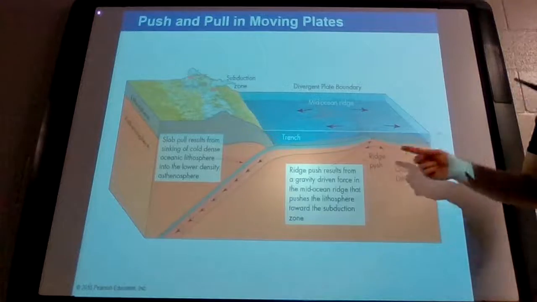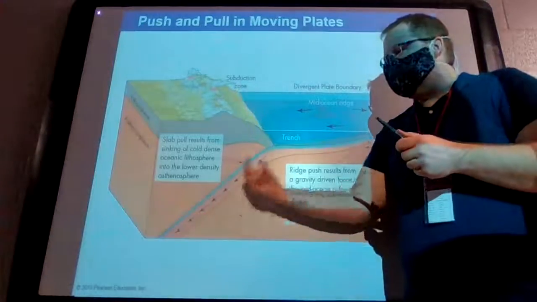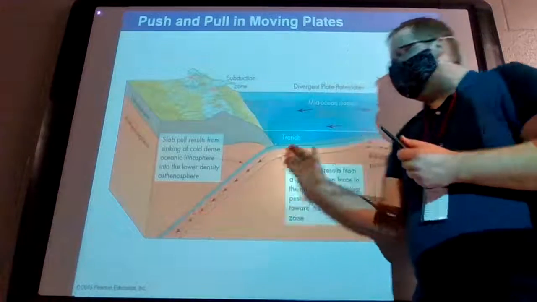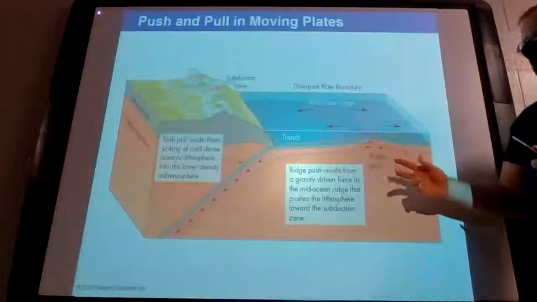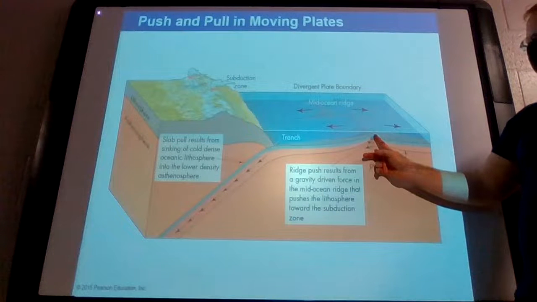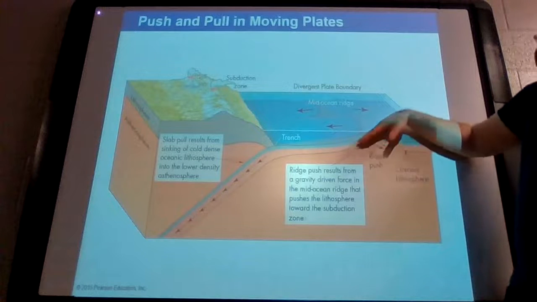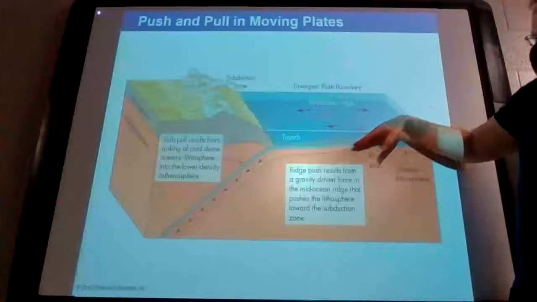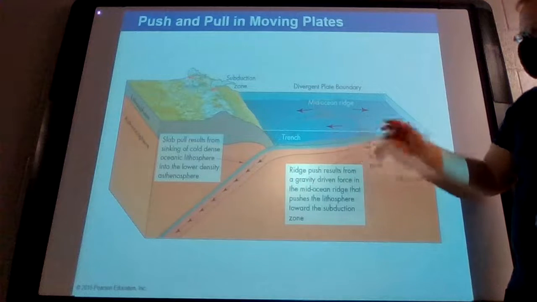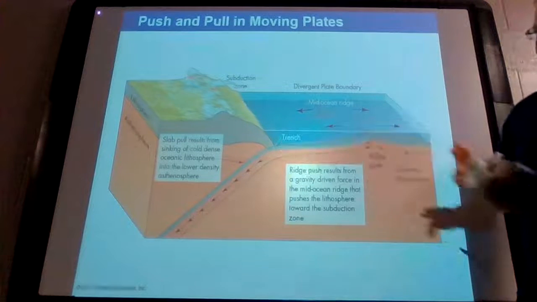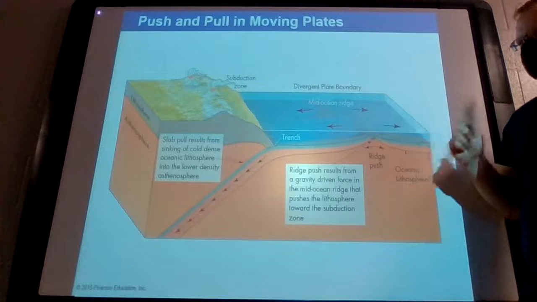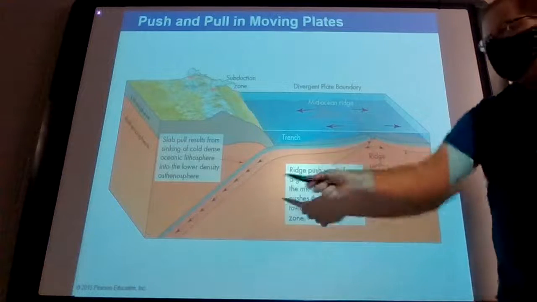Here's their example. You can see this plate is already starting to go down. Gravity is going to pull it down even more, and it's going to pull on the entire thing. And at my mid-ocean ridge, where my mountain range is created underneath the ocean, this is also kind of going downhill. And so gravity pulling on this part of the plate right here is going to kind of push it along. Those are two different sides of the same coin, slab pull and ridge push.